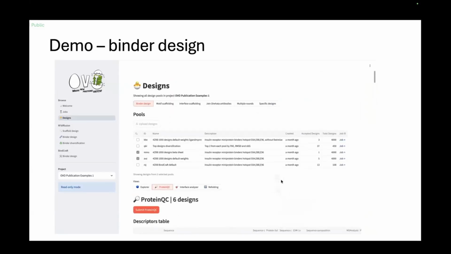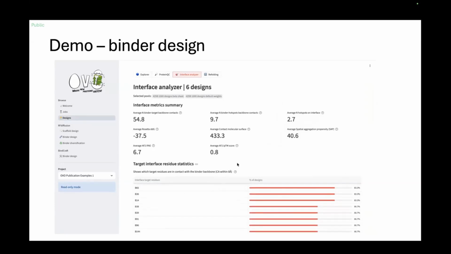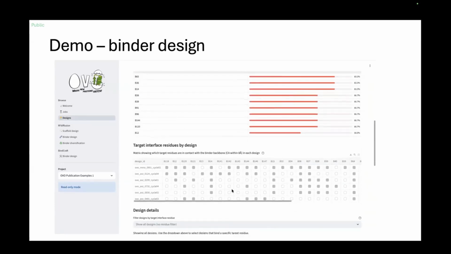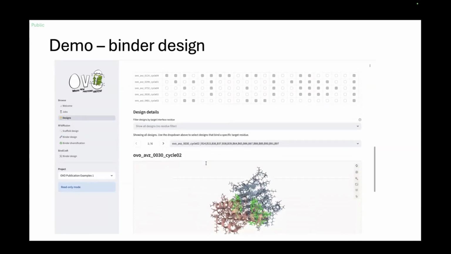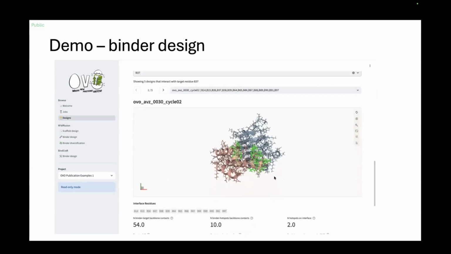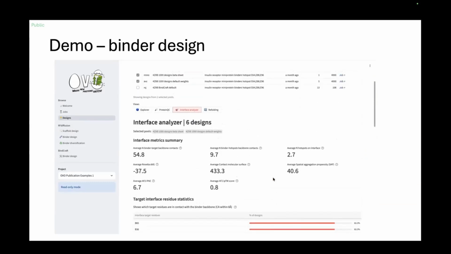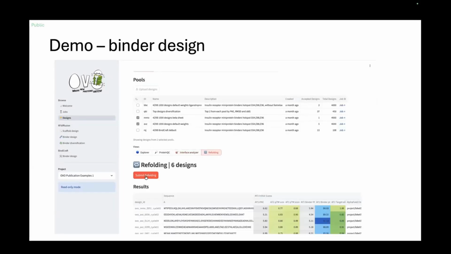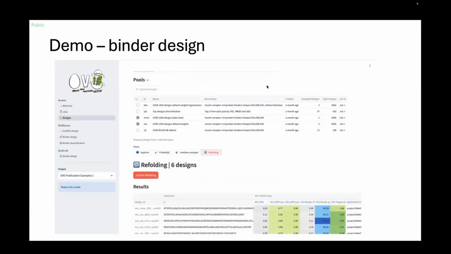And lastly, you can also look at this interface analyzer view, where you see some basic overviews for the binders, such as the target interface residues. And you can also filter your designs by the target interface residues, so you can only see result designs that are having this particular residue, and some basic overview. And lastly, you can also submit additional refolding. So you can submit AlphaFold monomer, multimer with template or without. And that's all for the binder design.